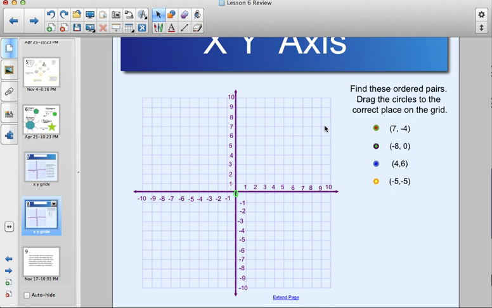Okay, so you have had some time to think about where these are going to go. We are going to go to the 7th elevator, and then we're going up to the 4th floor. Now we're going to the -8th elevator, and we're not going to move. We're going to stay on the 0 level, or the 0 floor. Now we need to find the 4th elevator. Here it is, and then we're going to the 6th floor. And finally, we have the -5th elevator, and we are going down to the -5th floor.